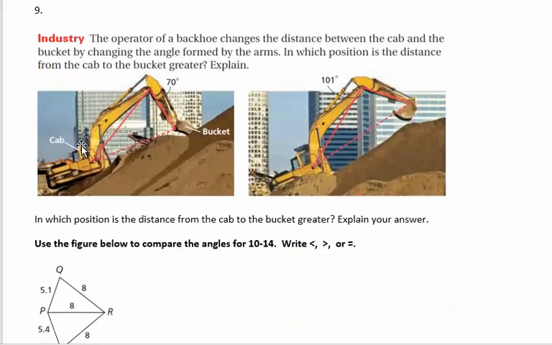Number 9 is just asking you to look at these two pictures. This is a backhoe, and you can see that the backhoe can have a small angle when the bucket is closer to the cab, or it can have a greater angle when the operator pushes it out. So you're going to answer in which position is the distance from the cab to the bucket greater, which is this dotted line down here, and explain your answer.